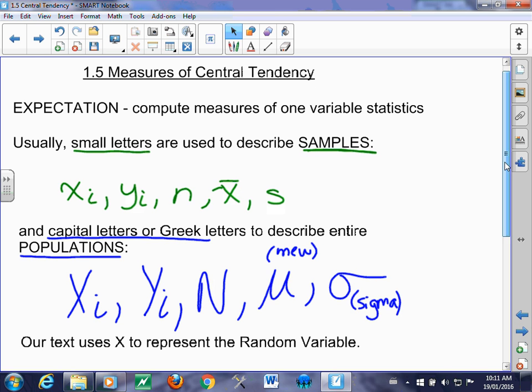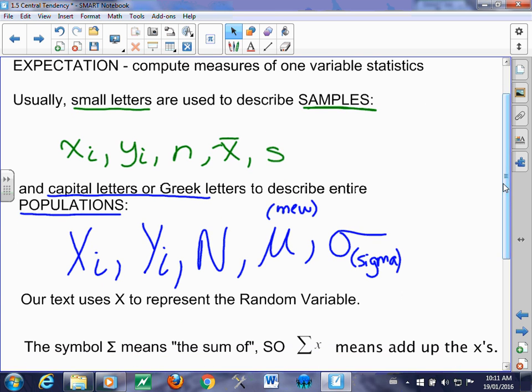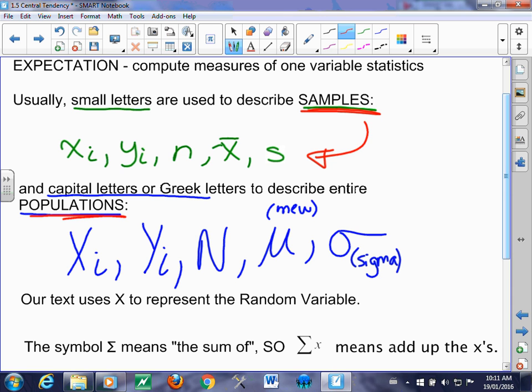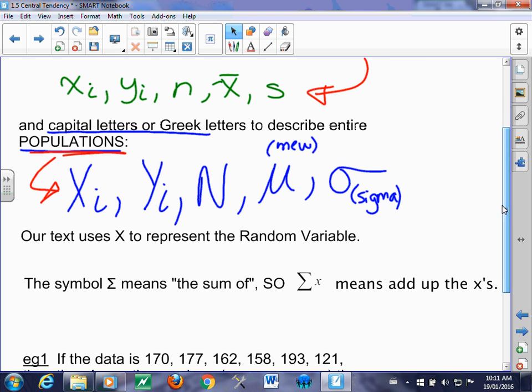Notice for your test, folks, I'm going to look for proper communication. If you're dealing with a sample, you're using the lowercase letters. If you're dealing with populations, then you need to use the capitals. Your formula sheet will always be allowed to use. You don't have to memorize them, but you have to know when to choose which one. So you have to have proper language. You have to be able to understand when's my data a sample and when's my data a population. Keyword for population is census, or all the data points.